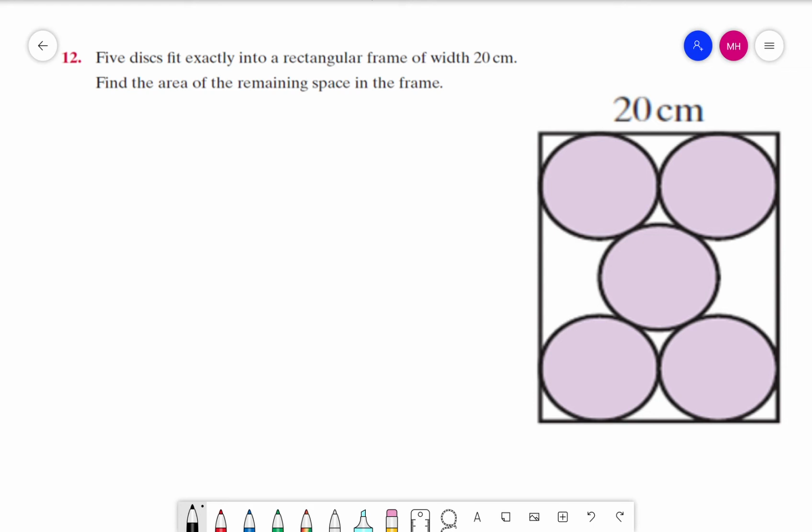You're told that 5 discs fit exactly into a rectangular frame of width 20. So we know the width. It says find the area of the remaining space. So you don't know this distance here, okay? This is what you're trying to find.